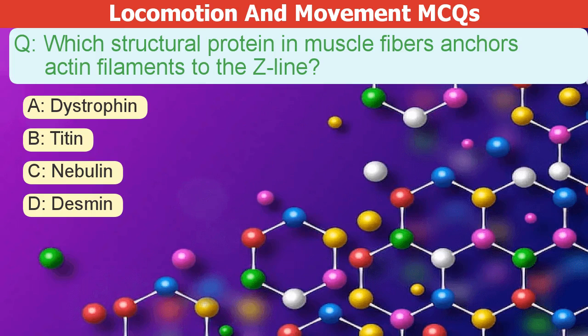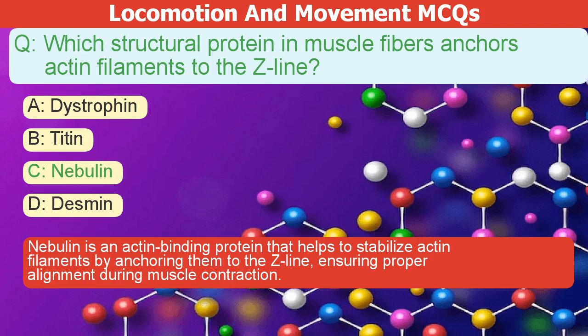Which structural protein in muscle fibers anchors actin filaments to the Z line? A. Dystrophin. B. Titin. C. Nebulin. D. Desmin. The correct answer is C. Nebulin is an actin-binding protein that helps to stabilize actin filaments by anchoring them to the Z line, ensuring proper alignment during muscle contraction.